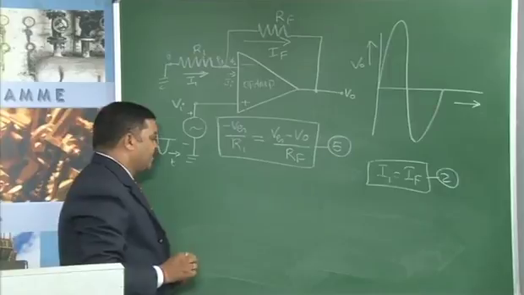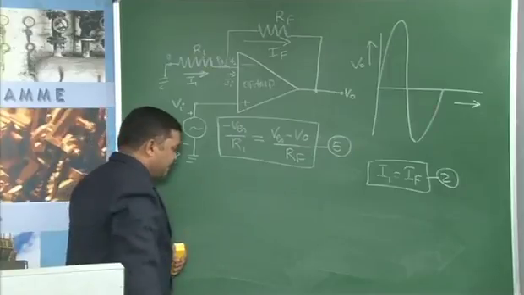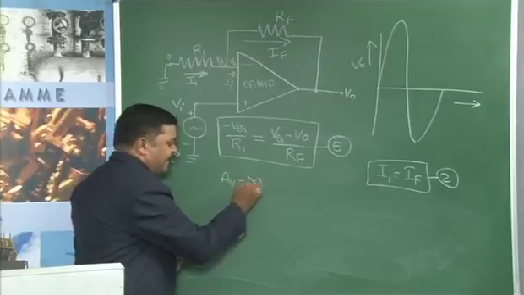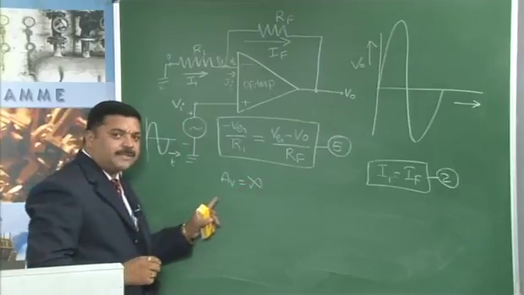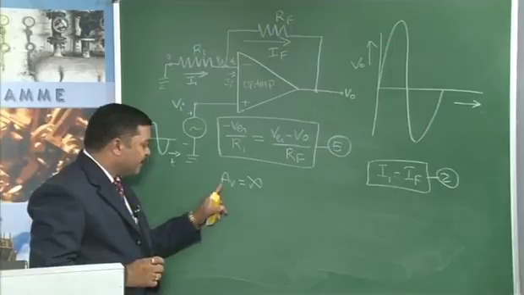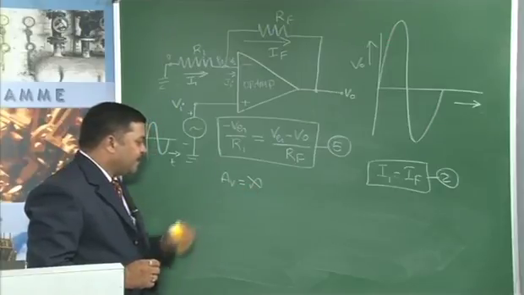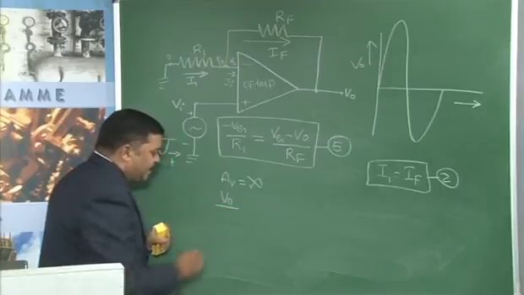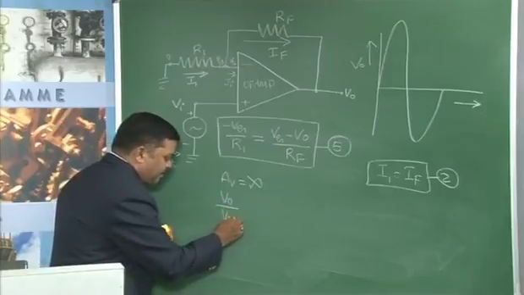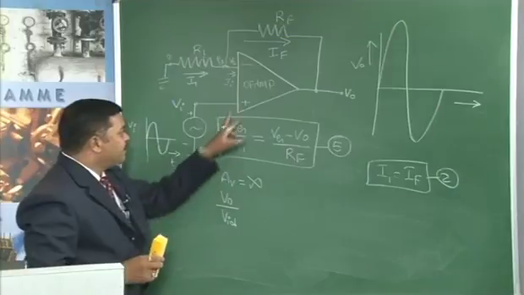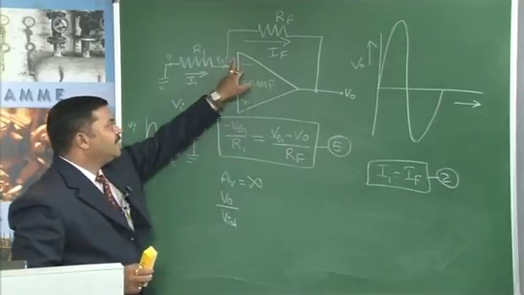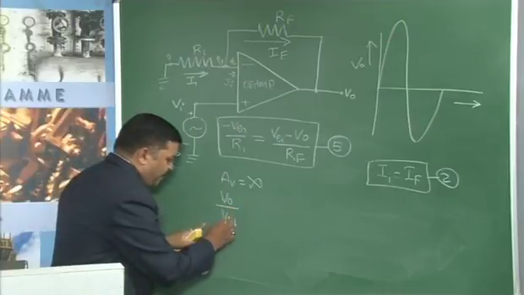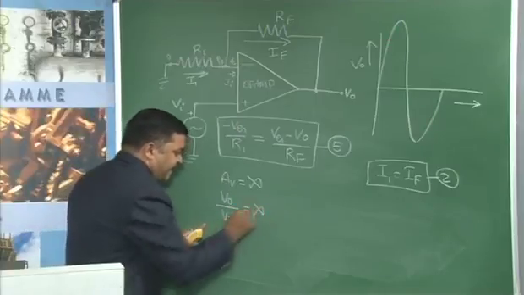What is the virtual ground concept? Let us do that analysis here. We know that AV, the voltage gain, is infinity. This is also one of the ideal characteristics of an operational amplifier. AV is equal to infinity. What is voltage gain? It is the output voltage divided by the difference between the input voltages, that is, the difference between the non-inverting input and the inverting input of the op amp. Therefore, V naught by VID is equal to infinity.